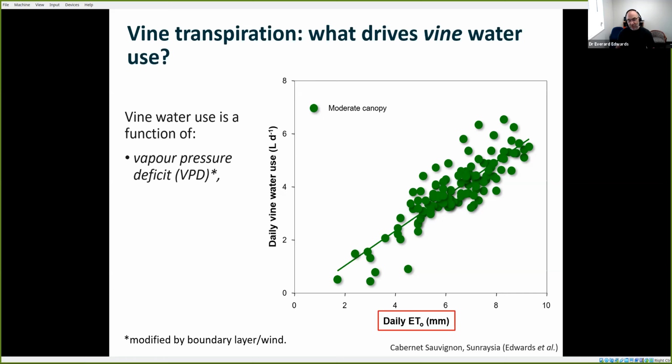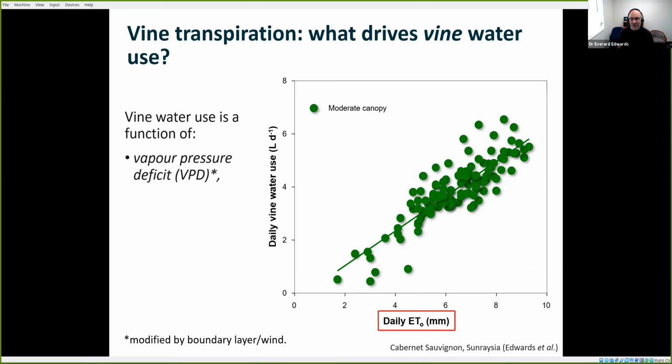So to demonstrate that, what I've got on this graph here is actual water use determined through sap flow sensors of individual vines, litres per day. And as a surrogate for the evaporative demand of the air, I've simply plotted this against reference evapotranspiration. So the numbers are not necessarily supposed to match up, but it does give us that measure. So what you can see on this data here, and for those of you who've seen it before, I apologize because I've been using this data set to demonstrate for a while.